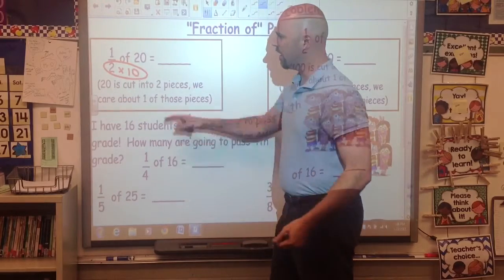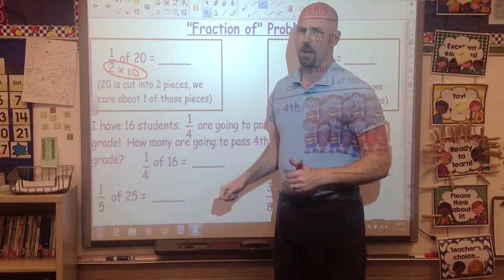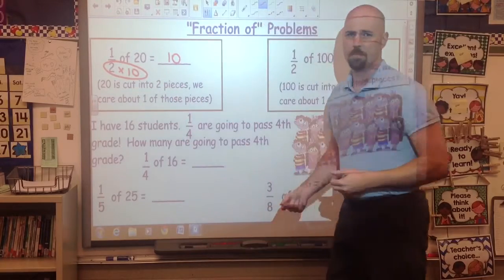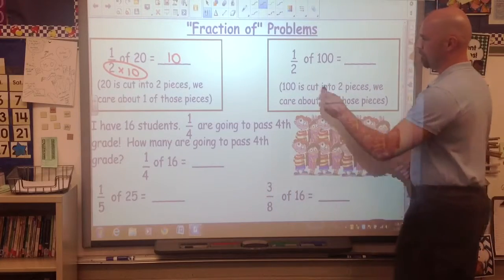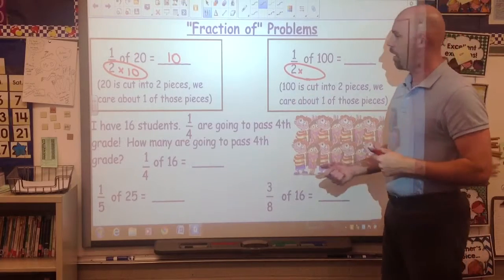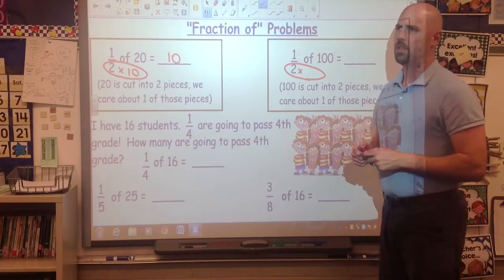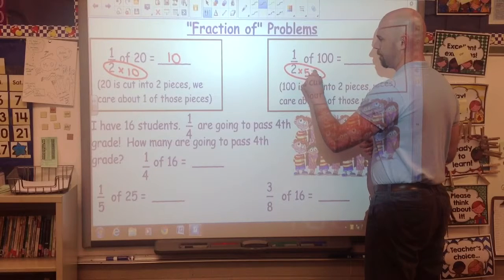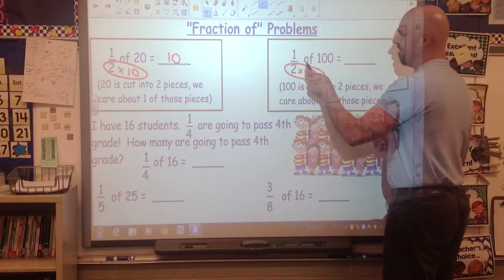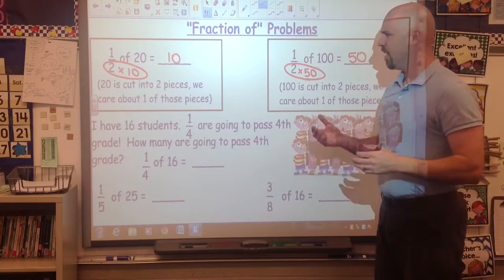So there's the number we're using, and then our numerator tells us how many groups of 10 we care about. How many groups of 10 do we care about? We care about one group of 10. So 1/2 of 20 is 10. We look at the same thing over here. Circle that denominator. Let's turn it into an algebra problem. 1/2 of 100. Well, 2 times something gives me 100. 2 times 50 gives me 100. And how many 50s do we care about? We care about 1 of 50. So there's our proof that this technique works. But we can always do halves.